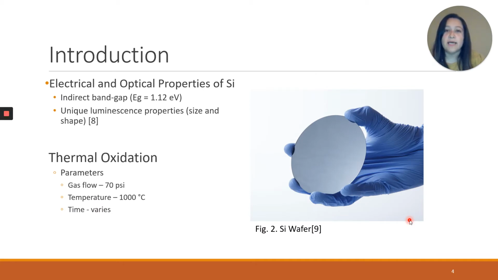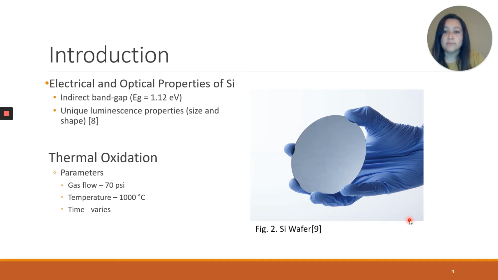So for my experiment, I'm looking specifically at the electrical and optical properties of silicon, but specifically at the micro and nano scale. Silicon has good electrical and optical properties because it has an indirect band gap, specifically the band gap being 1.12 electron volts. It's also very abundant and very cost effective. It also has unique luminescence properties at that nano and micro scale, which is great to add to the wide variety of applications that silicon can be used for.